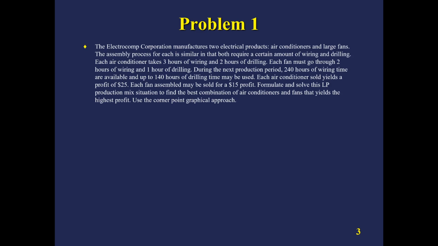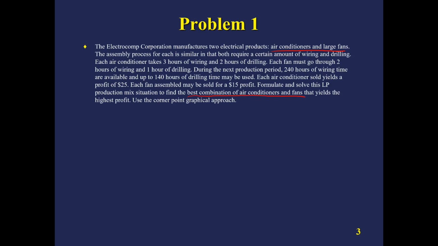Now, I'm not going to solve the problem graphically, but we will just learn how to formulate. I suppose that once the formulation is done, you'll be able to draw the constraints and solve it with the corner point method. So let's see this problem. We can first identify the decision variables, and it is clear that the decision variables are air conditioners and large fans, because it's saying to find the best combination of air conditioners and fans.